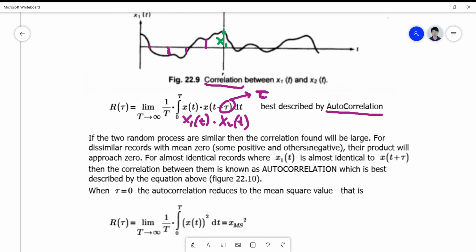But for almost identical records, and then applying the concept of lagging and delaying the occurrence of such event or data, it is better, okay? Which now represents this part here, which is x of 1 t or x of t. You can remove the subscript 1 because there is no x2 anyway, no? It will be almost identical to x of t plus tau. Then the correlation between them is known as the autocorrelation, and this is the best description of what the correlation process is all about.